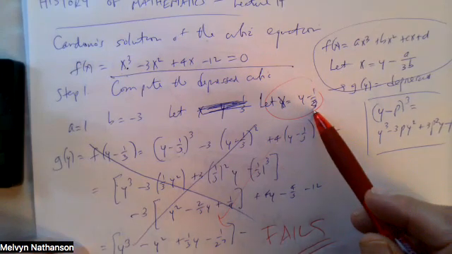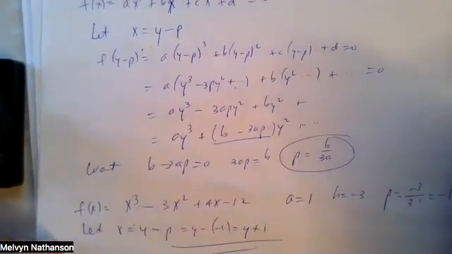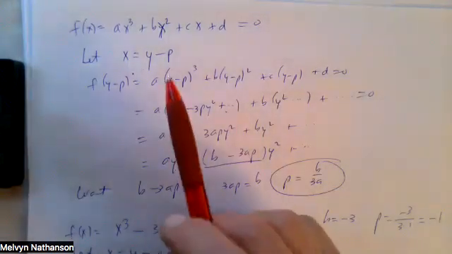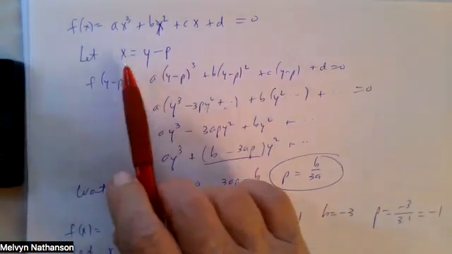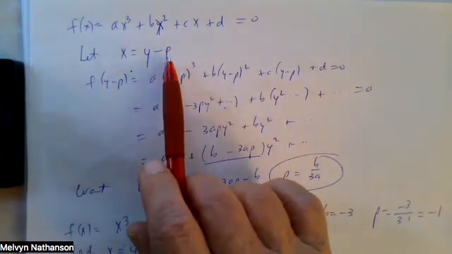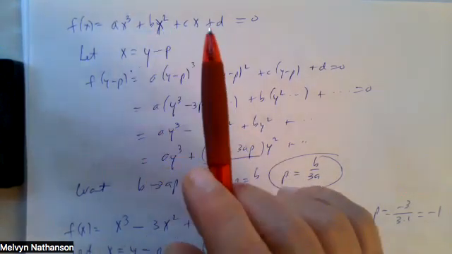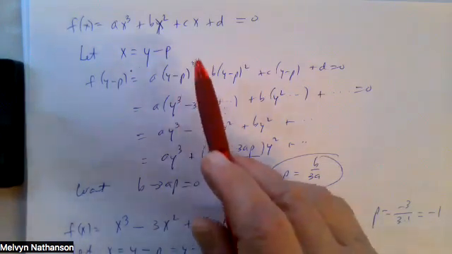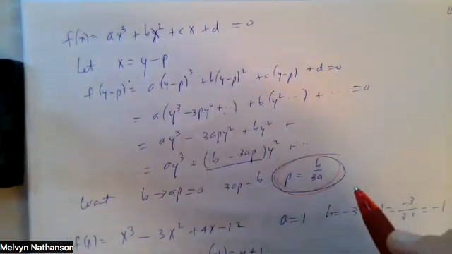The mistake is this is the wrong substitution. So I said, okay, I'll go back and figure out from scratch what is the right substitution. So if this is your general cubic and you want to substitute x equal y minus some unknown quantity p to eliminate the square term, the x squared term, what does p have to be? So I plug in y minus p, and I see that p has to be equal to this.